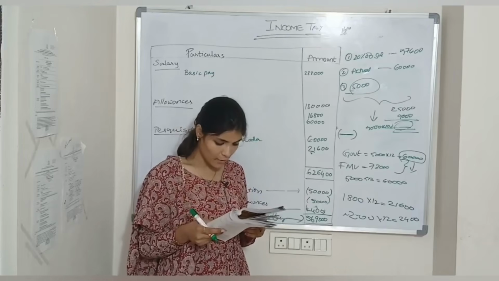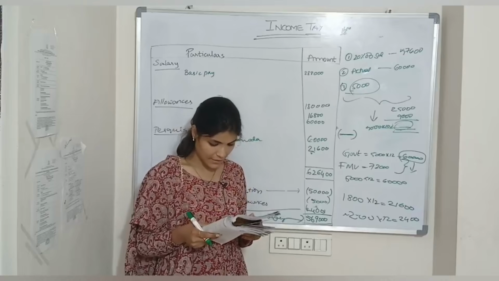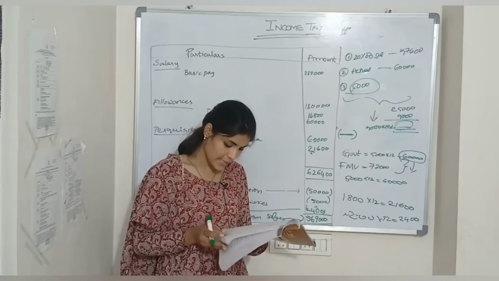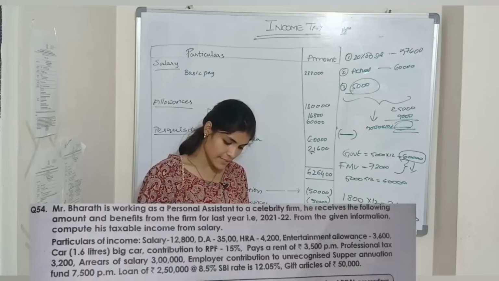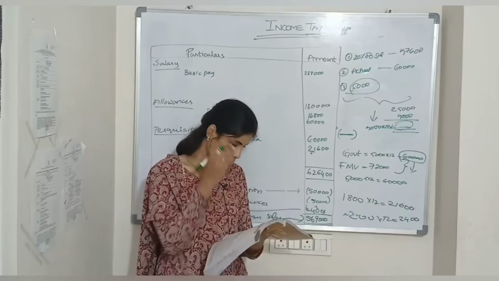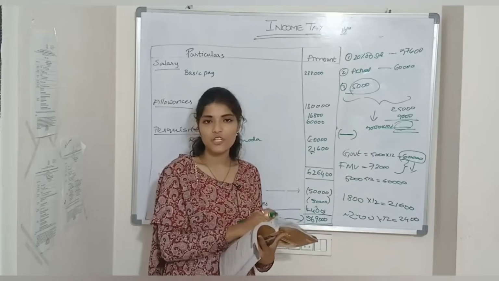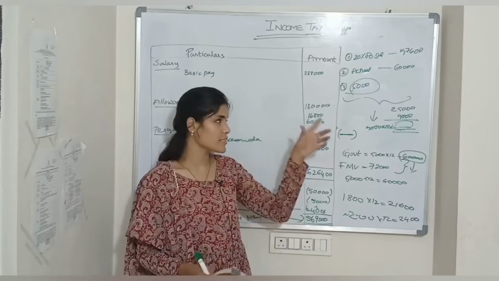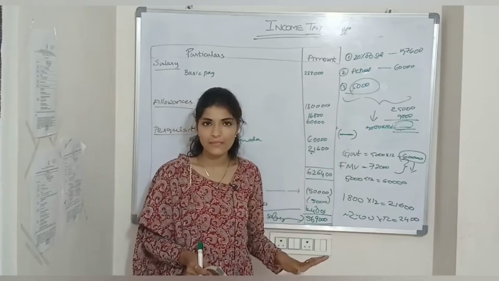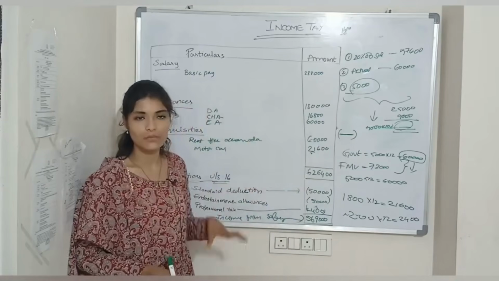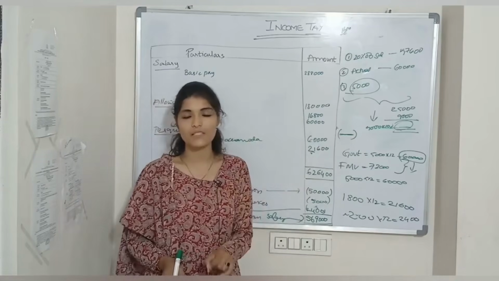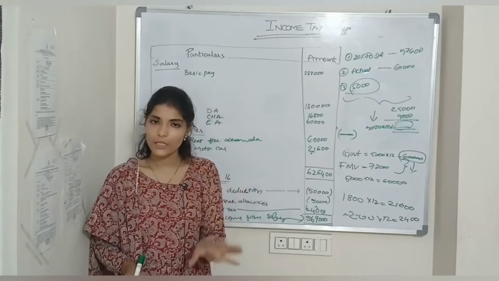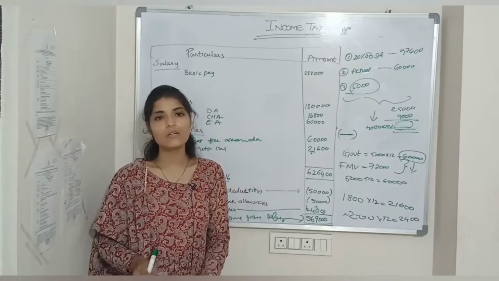Okay, employee's things, everything, this also you can do. Next, Mr. Bharat is working as a personal assistant of a film. This is also you can do. So I will mention all these questions here. You need to do the answers. This is the format. After doing the answers, whatever final answer you are getting, you can mention those answers in the comment section.